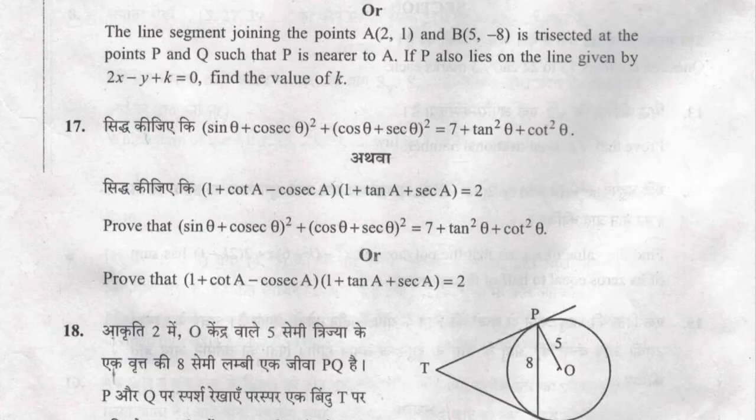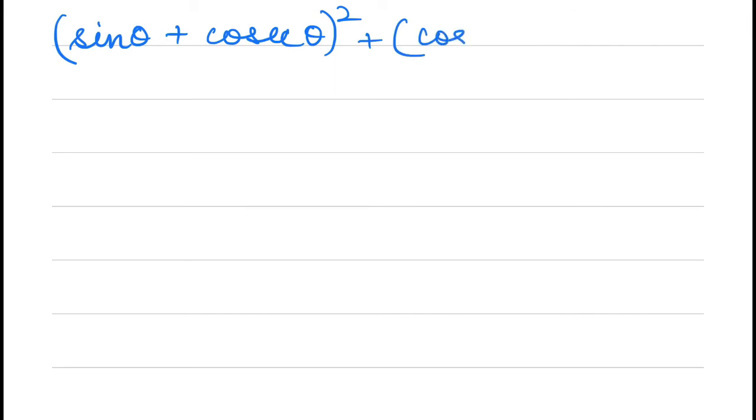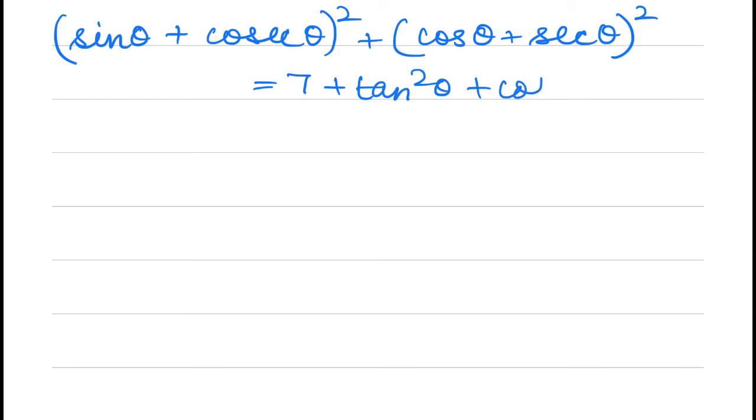Answer. The 17th question. In this we have to prove that (sine theta plus cosec theta) whole square plus (cos theta plus sec theta) whole square is equal to 7 plus tan square theta plus cot square theta.